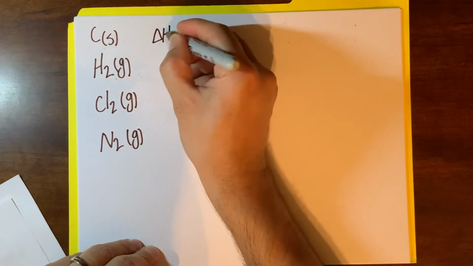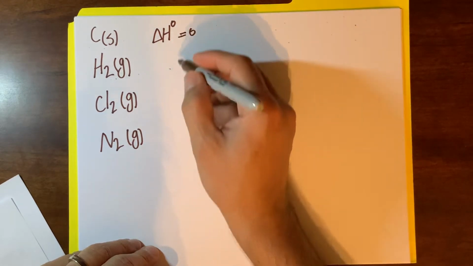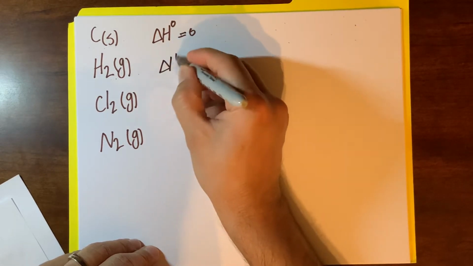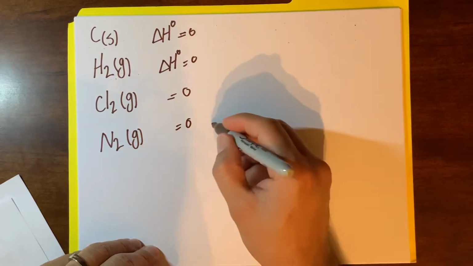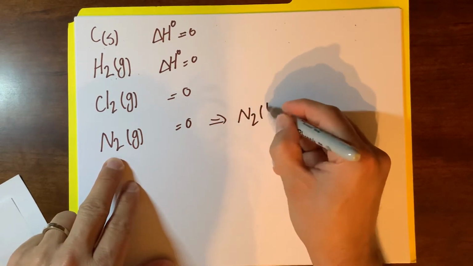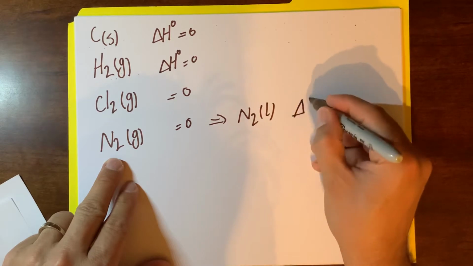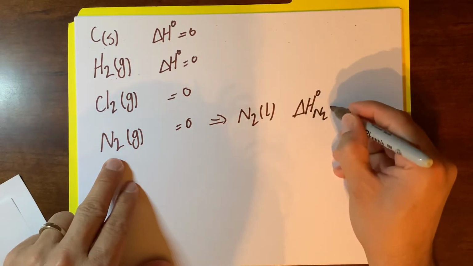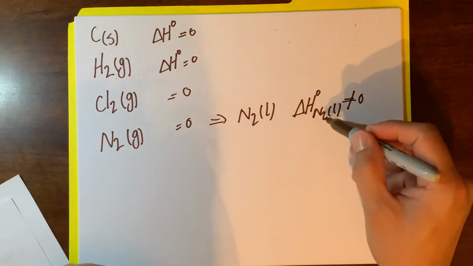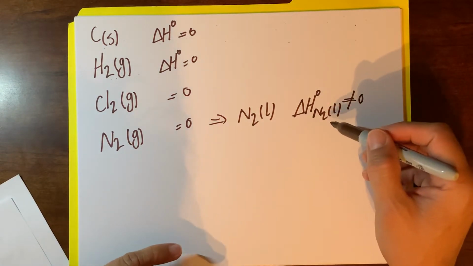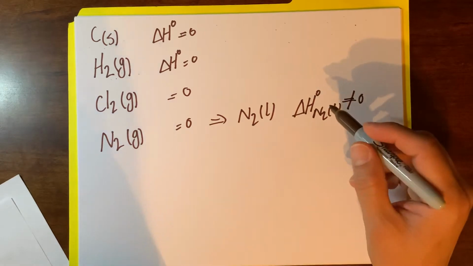For all of these, standard delta H is going to be equal to 0. So I go 0, and same thing here, 0. But if you write N2 liquid this time, we can have liquid nitrogen. Delta H of nitrogen when it's liquid is not going to be equal to 0, because this is not the most stable form of nitrogen. Nitrogen must be gas, and this is liquid, and that's the reason delta H is not going to be equal to 0.